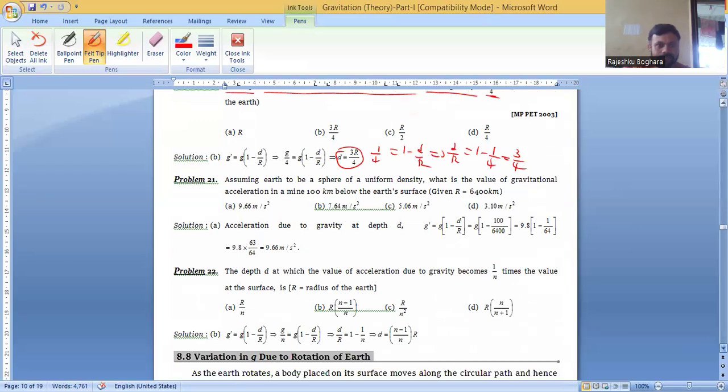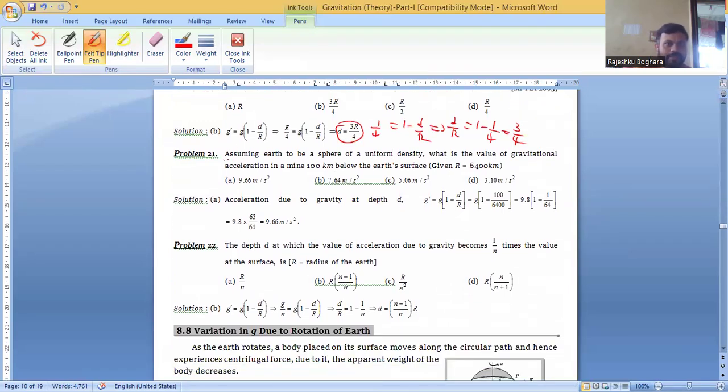Next sum. Assuming the earth to be a sphere of uniform density, what is the value of gravitational acceleration in a mine 100 kilometer below the earth's surface? Below the earth's surface, so the formula is g dash equal to g(1 minus d by r). Take d as 100 and R as 6400. So here we calculate, 64 minus 63. So 9.8 into 63 by 64 gives 9.66 meter per second square.